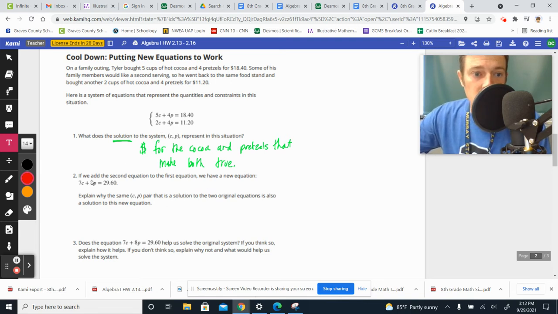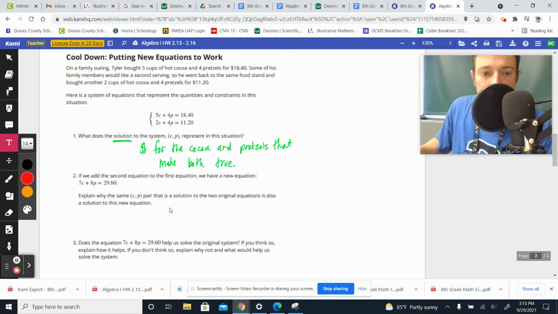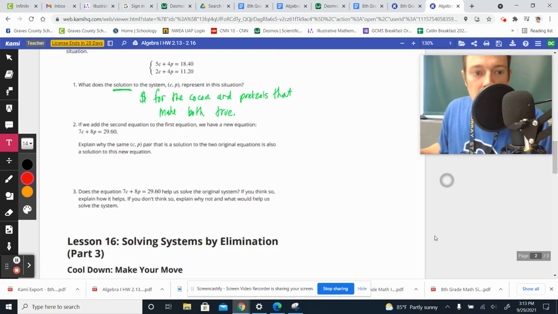So, buying 7 cups and 8 pretzels is what you did, right? And you paid $29.60 altogether. So that equation should be the same as the others because the prices would be the same at that stand. The prices for the cocoa and the pretzels aren't going to change just because you came back to buy more. So something along those lines, put that in your own words, okay? In your own words, explain why that third equation would be the same as the others. I think I went in detail there.